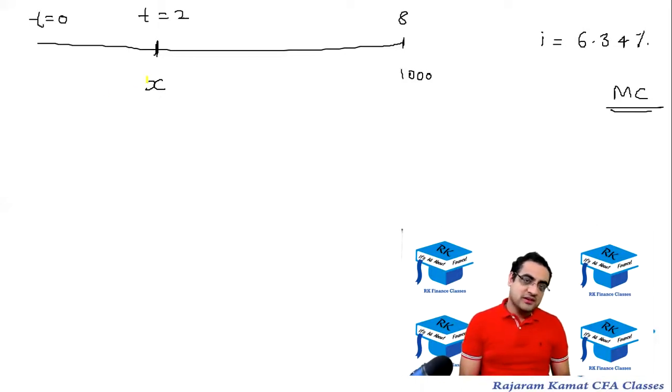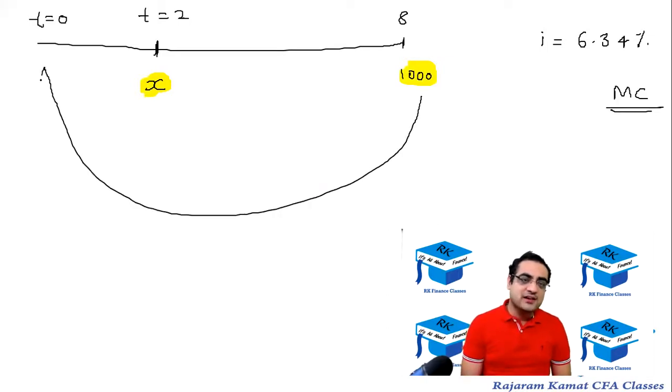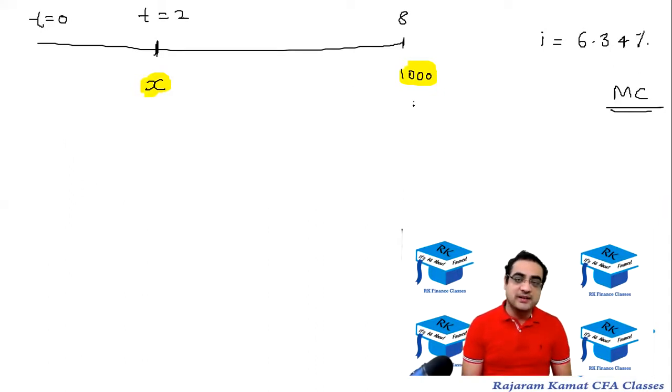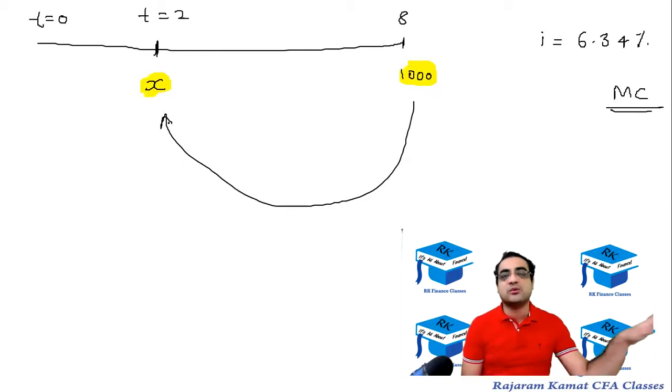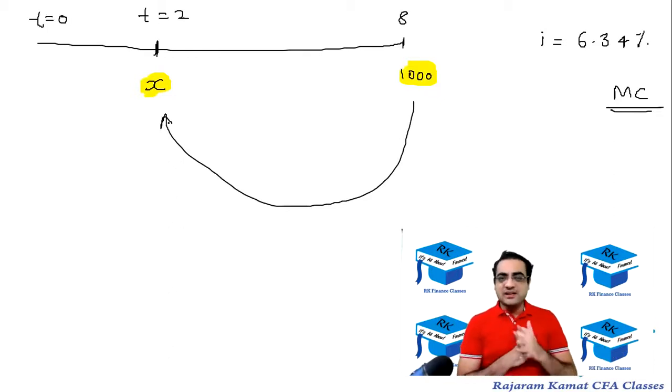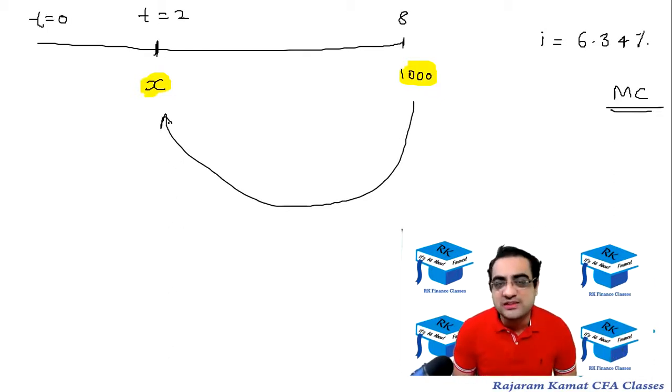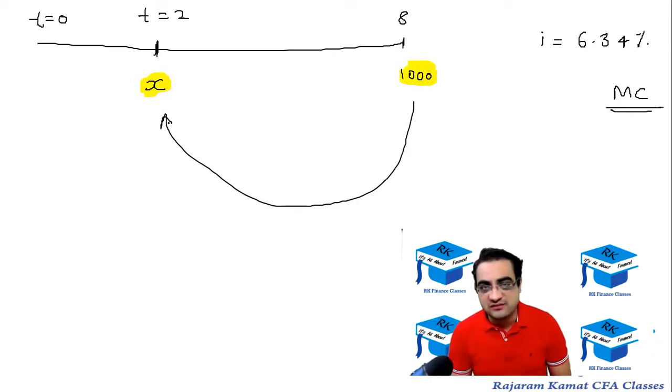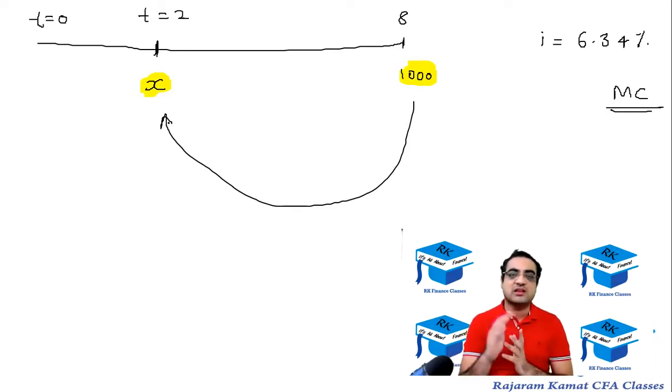Again, over here is X, so I cannot take it ahead because it's an unknown value. Instead, let's take this 1,000 back. But please note, 1,000 doesn't need to be taken back to t equal to 0 because you're not saving anything at t equal to 0. You're going to save at t equal to 2, so the 1,000 has to be taken back to t equal to 2.